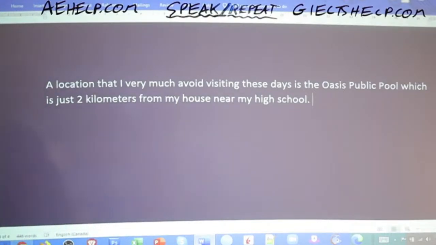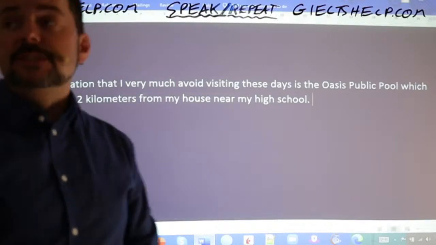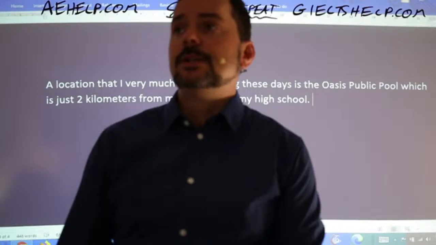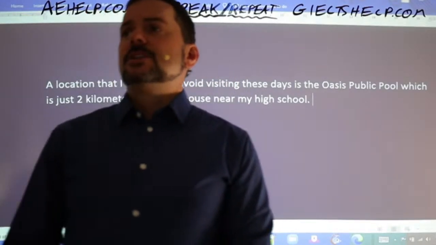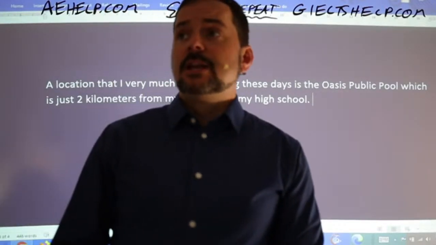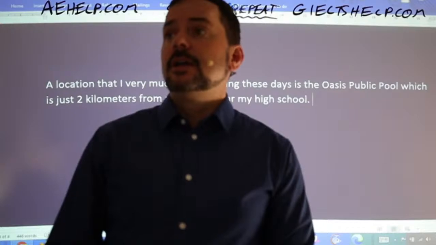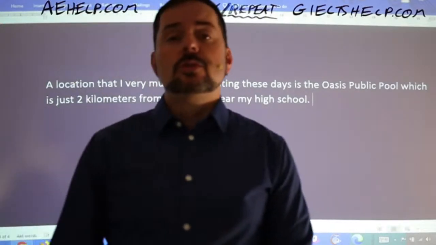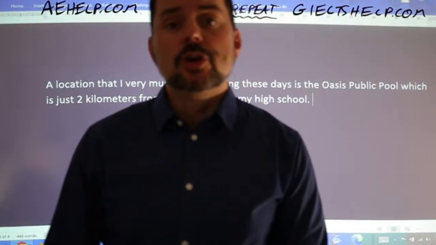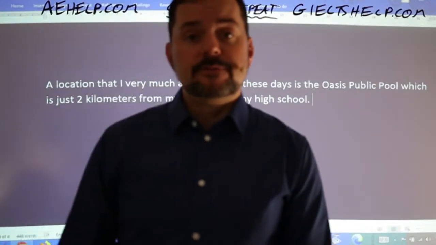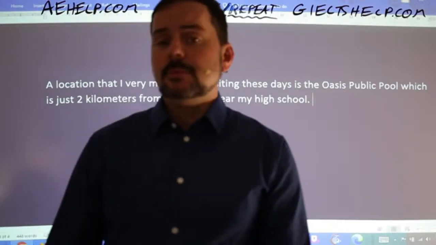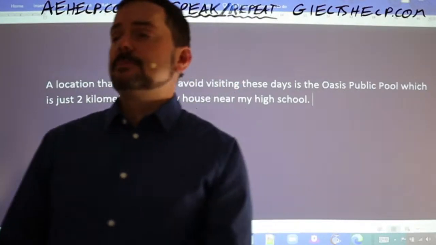Rashika says, Oasis Public Pool is a venue I avoid going to these days. Very good, Rashika. It's short, clear, and to the point. That's what you want. Ois says, a location I have been avoiding going to is Oasis Public Pool in the downtown of my city, only 2 kilometers from my home. Very good, Ois. I like how you use the present perfect. Just how I caught that, the examiner will catch that. And that's good. We talked about using present perfect.